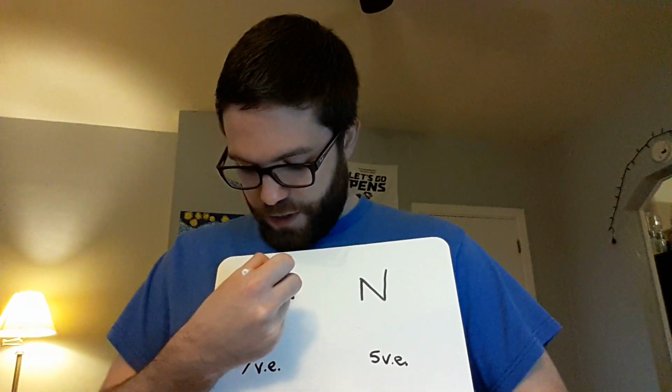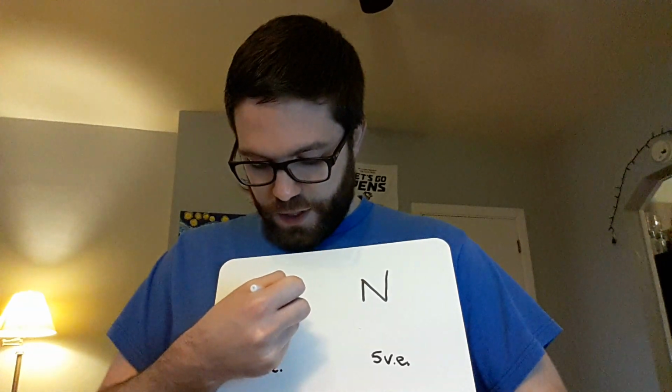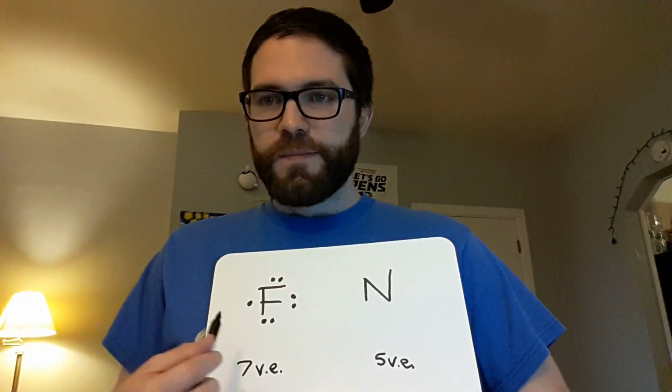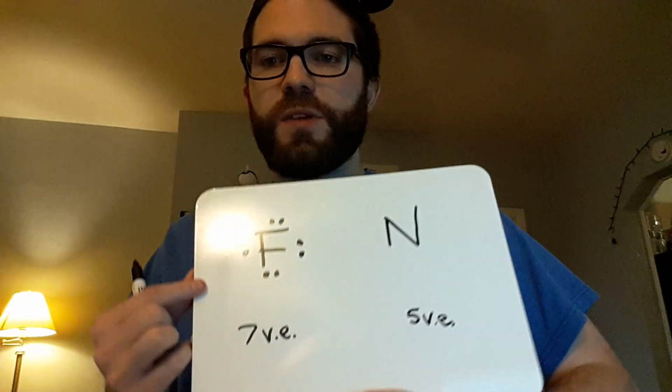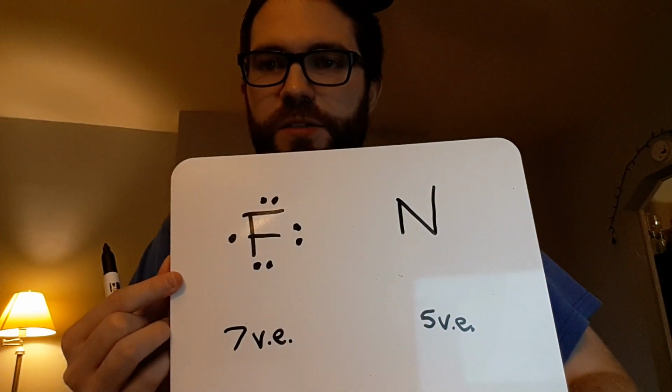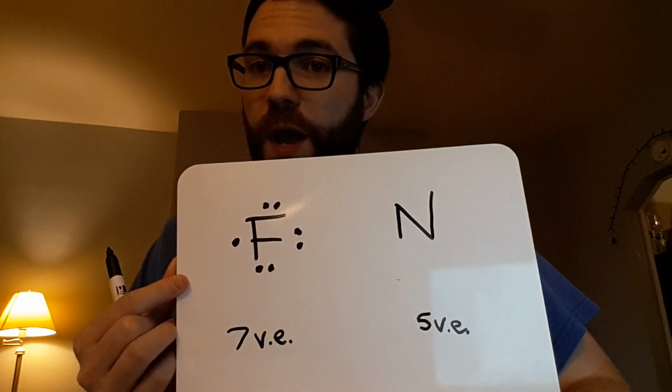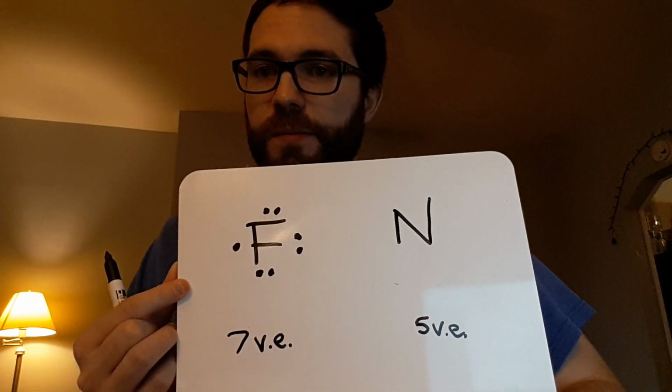I'm going to draw another one in the north, another one in the east, another one in the south. And now, if you've been counting, you'd realize that's 7 valence electrons, right? This is how many valence electrons fluorine has. And so this is the correct Lewis dot symbol for fluorine.